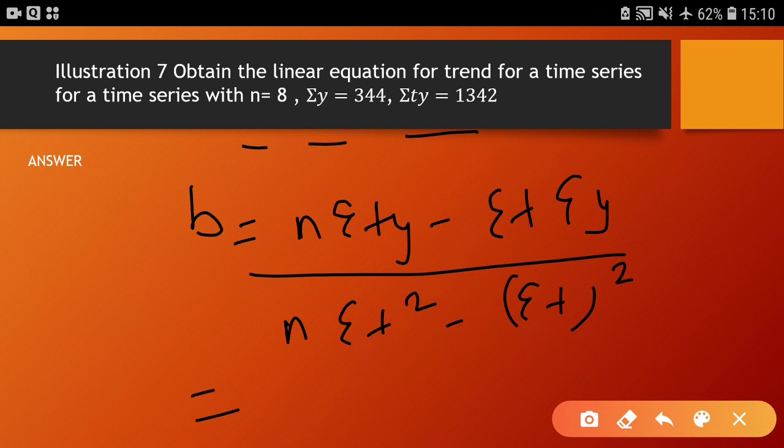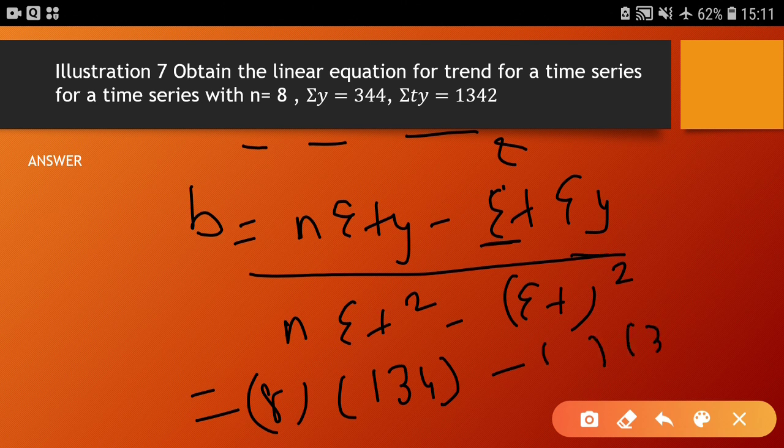Now if you realize, there is the value of n, yes, there is the value of sigma ty, yes. Is there any value for sigma t? No. Is there any value for sigma y? Yes, but there is no sigma t. Now in n sigma t square, can you see sigma t square anywhere? No. Then what will we do for that?